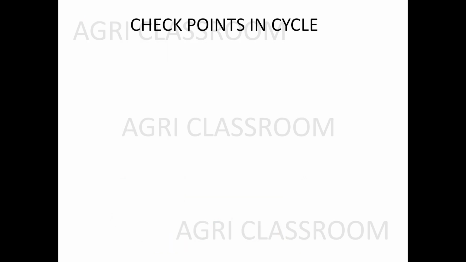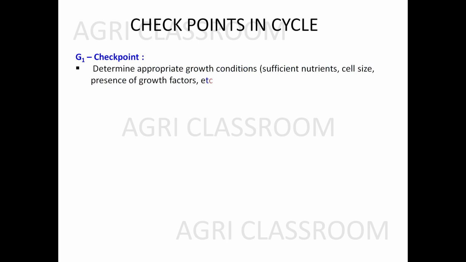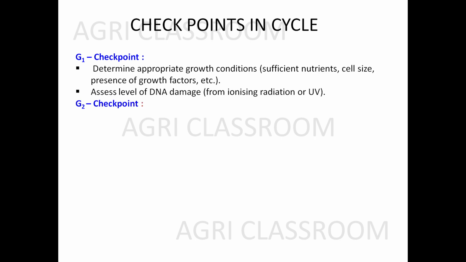In the mitotic cell cycle there are 3 checkpoints. These checkpoints check whether the cell is capable of dividing or not at different stages of the cell cycle. Those are G1 checkpoint. Determine appropriate growth conditions, sufficient nutrients, cell size, presence of growth factors, etc. Assess level of DNA damage, from ionizing radiation or UV.